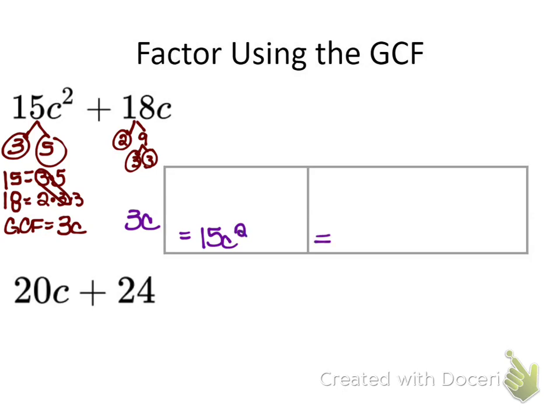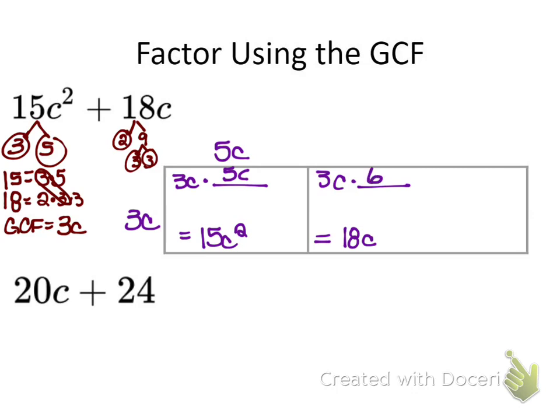I have the height, I have the total area, so now I need to find the what? What am I missing on my area model, you guys? The length. So 3c times what equals 15c squared? 5c. Perfect. Okay, then 3c times what equals 18c? 6.